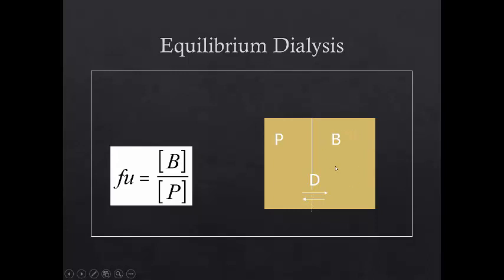Then you measure the concentration of drug on the buffer side, and you measure the concentration of drug on the plasma side. And then you compare those. So the concentration in buffer over the concentration in plasma will give you your fraction unbound. This, depending on the drug, might take 3 days to make sure the system has come to equilibrium. Usually it's about 12 to 24 hours. So that takes quite a lot of time.